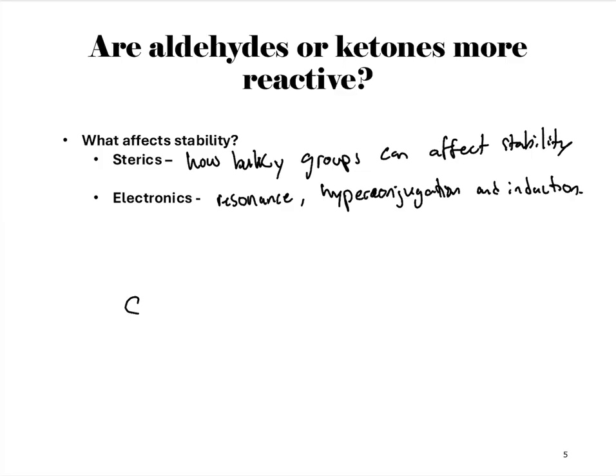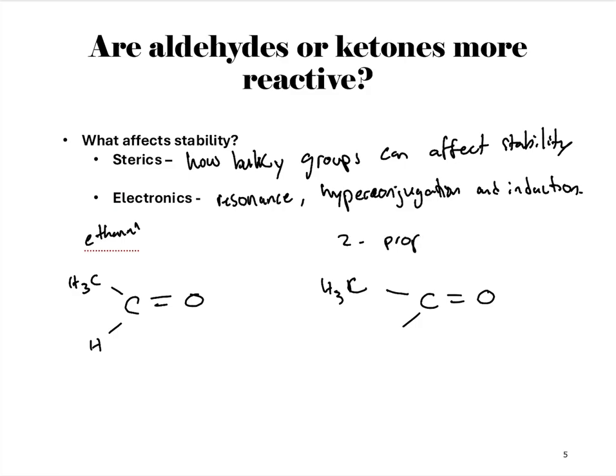So let's say we draw an aldehyde, and then this will be an H3C. We'll just do a simple ethanal. Aldehyde right there, that'd be ethanal would be the name for it. And then we can compare that with a ketone, and we can just do propanone. We don't really need the 2 there because it's a little redundant.